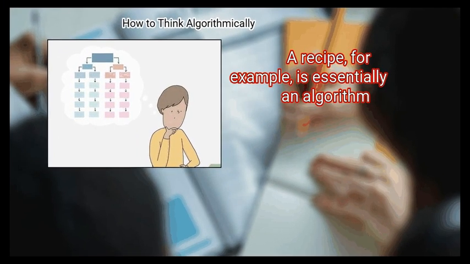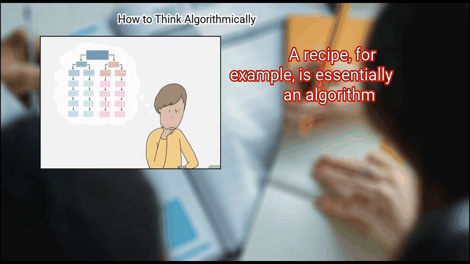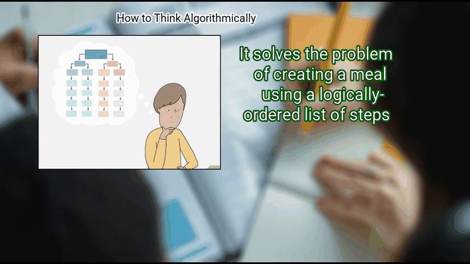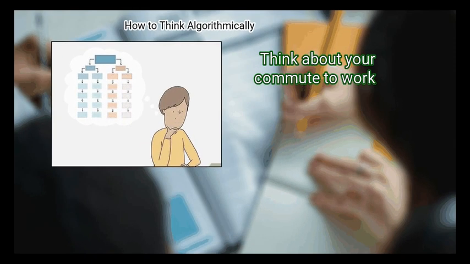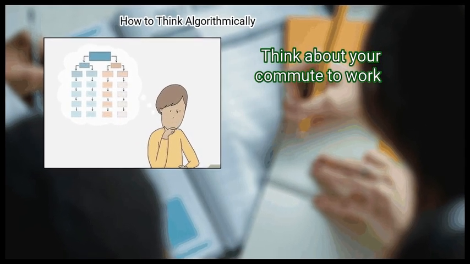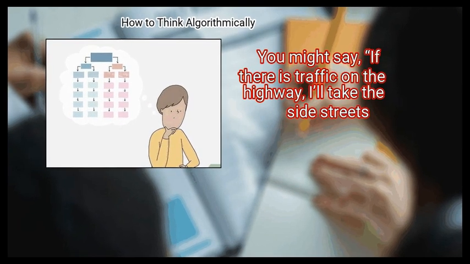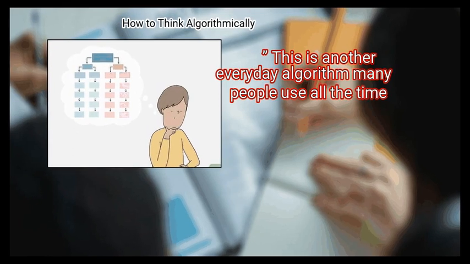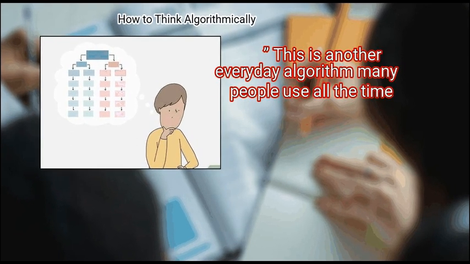A recipe, for example, is essentially an algorithm. It solves the problem of creating a meal using a logically ordered list of steps. Think about your commute to work. You might say, if there is traffic on the highway, I'll take the side streets. This is another everyday algorithm many people use all the time.